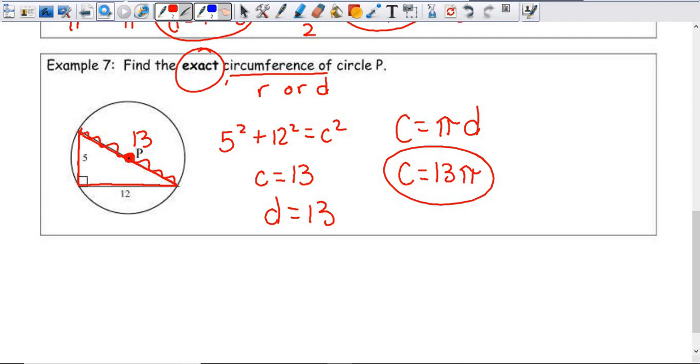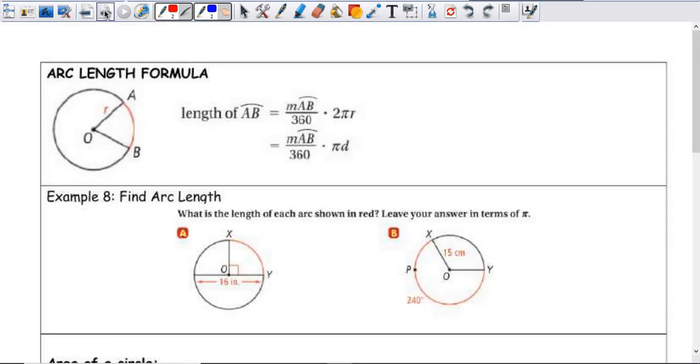Let's go on to the last section here. This is more of our 10.7 stuff where we have arc length and area of a sector. This is the last stuff we've got. So arc length, this formula is something that you have to memorize. We've done arc measures, which are in degrees, but this is arc length. So this could be in inches, this could be in centimeters, something like that.